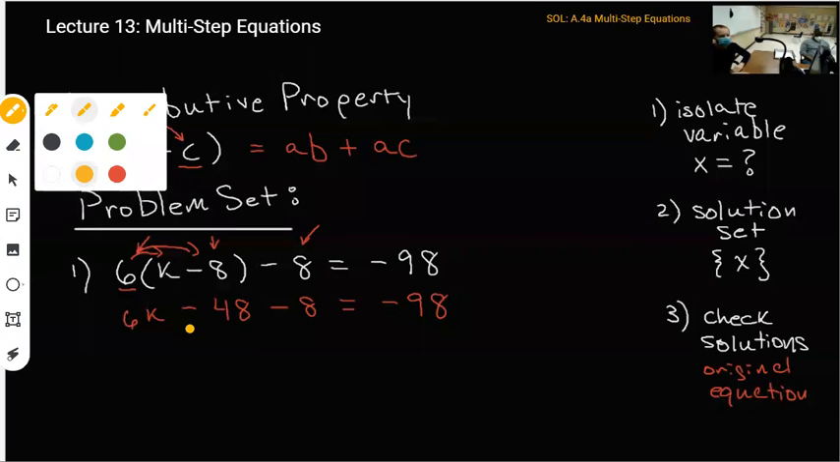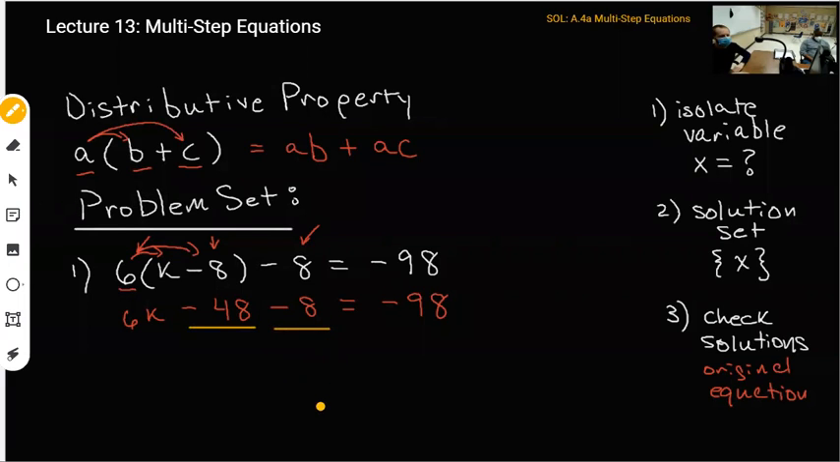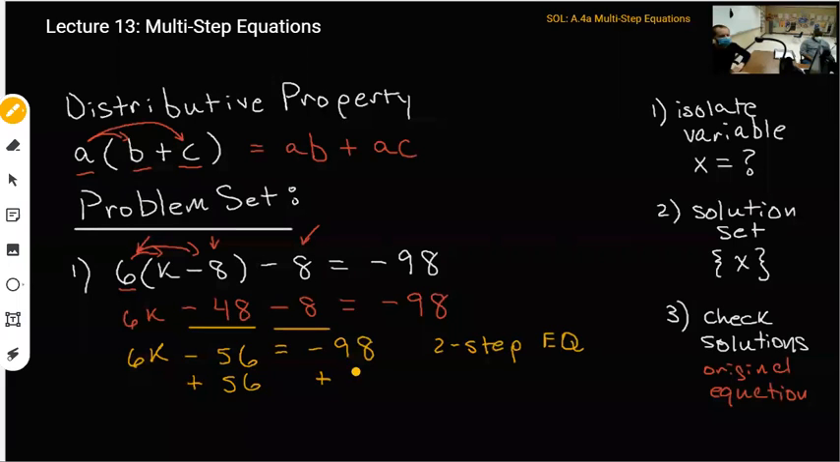I can combine the negative 48 with the negative 8 because they're both numbers, right? So when I do that, I bring down my 6k and I combine the two numbers to give me negative 56, and everything is still equal to negative 98. And from there, notice that you have a two-step equation. The way we did those last time is we did the adding and subtracting first. So I'm going to add 56 to both sides. That'll get rid of the negative 56. And I draw my line under that. The negatives and the positives are going to cancel out on the left side, leaving me with 6k being equal to what? So negative 98 plus 56. That's going to be, let's see.